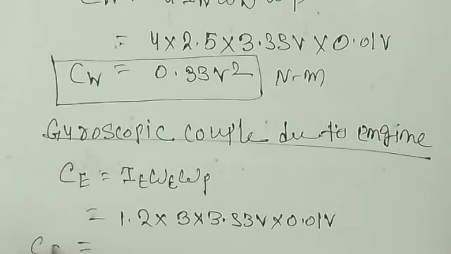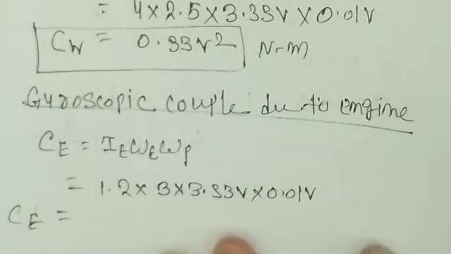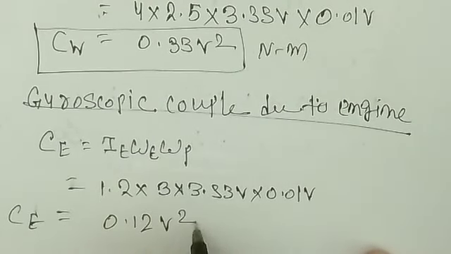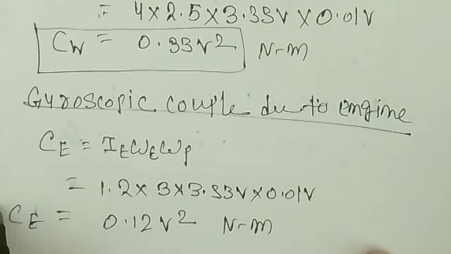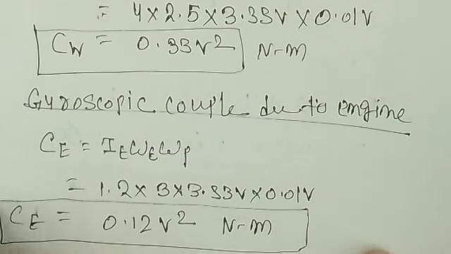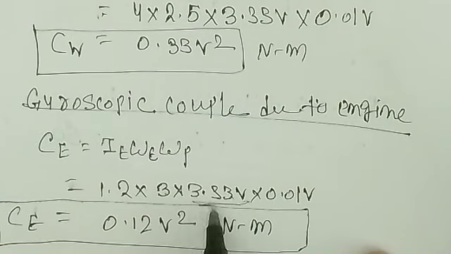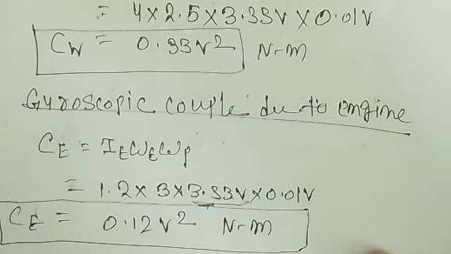So you can say gyroscopic couple due to engine is what? Gyroscopic couple due to engine is 0.12 V square Newton meter, right? See that gear ratio is given 3. So gear ratio is omega E by omega W, right? So omega E is equal to what? 3 times omega W. This is the omega W value we have taken. So gyroscopic couple due to engine we got.